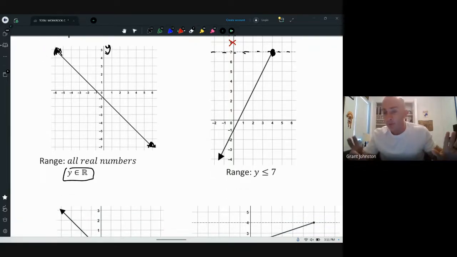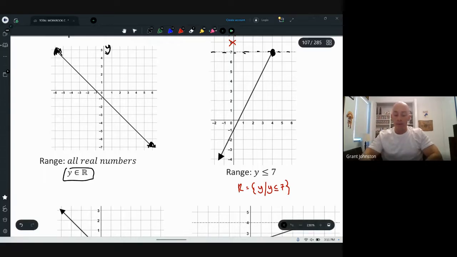And I'm going to draw a set builder notation. It might also be written as y value such that y is less than or equal to 7. That's it. It might be written like that. Don't let it confuse you if you see it that way. It's still the same concept.